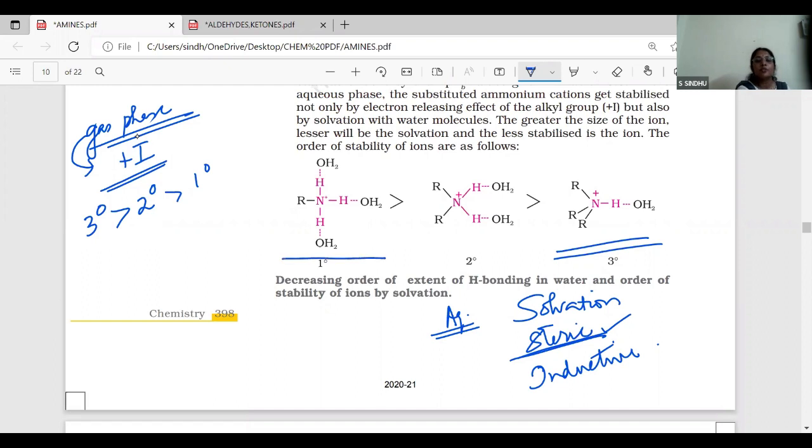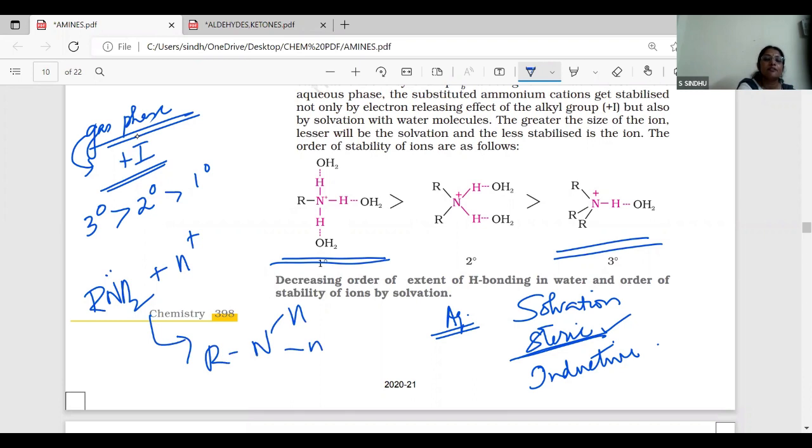And when it comes to primary, we have 3 hydrogens in aqueous solution. The conjugate species that is formed: RNH2 plus H plus gives RNH3 plus.